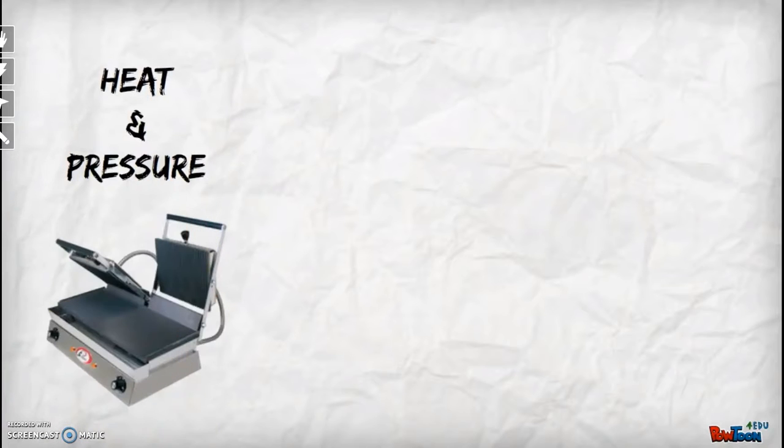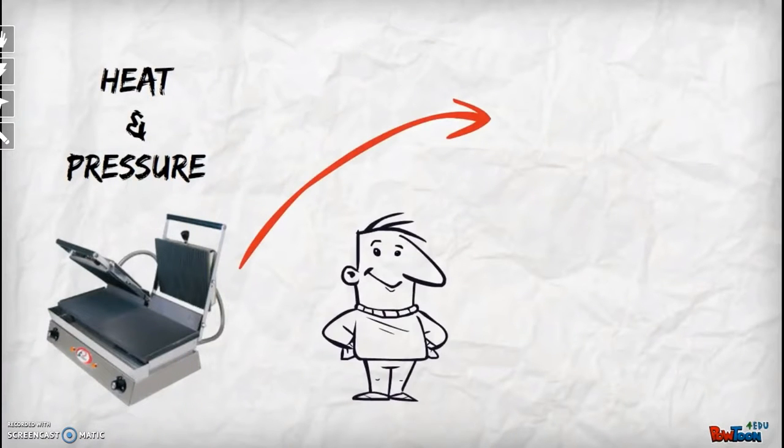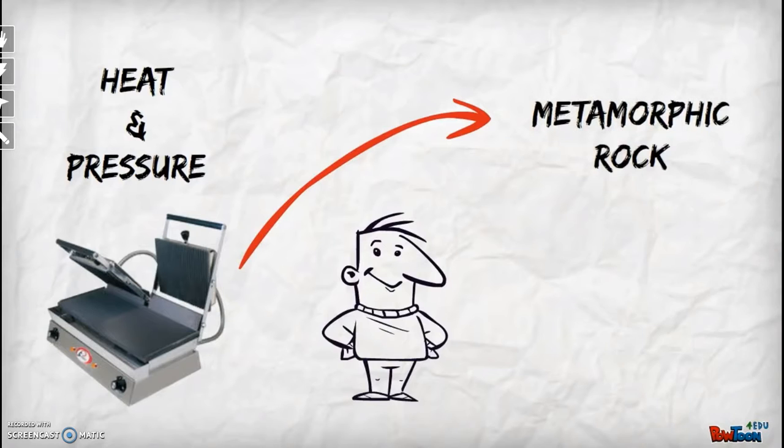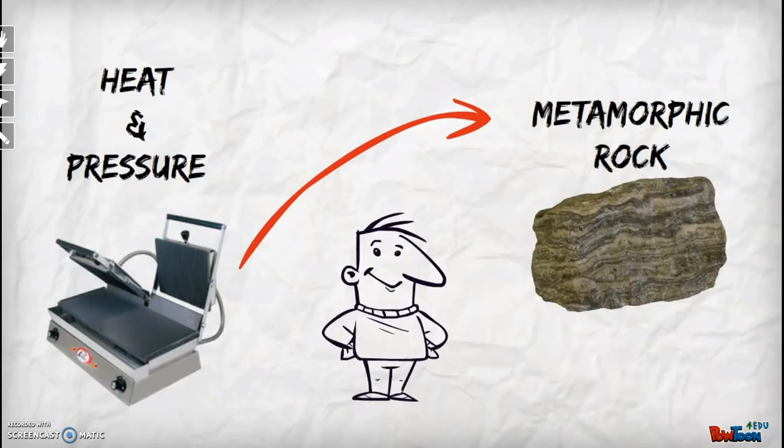The final process is heat and pressure. Rock deep in the ground becomes soft and is eventually squeezed to form metamorphic rock, like this rock, called gneiss.